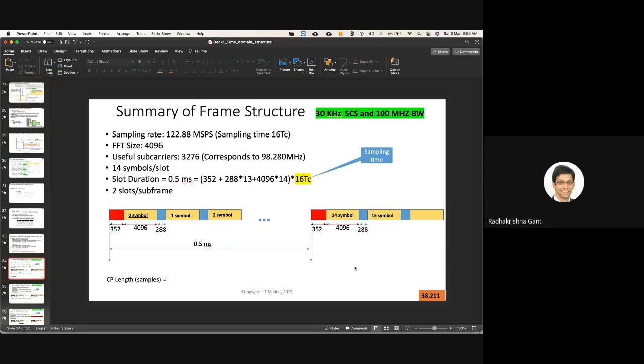But the main thing is that this now fits exactly in 0.5 milliseconds. That was the most important thing. That's why this was there in LTE before also: only the first OFDM symbol always has the higher CP length.